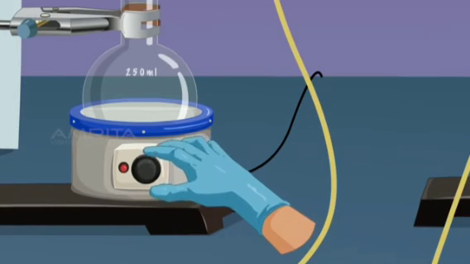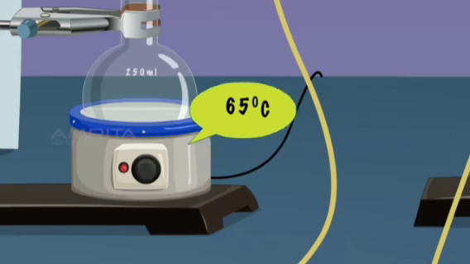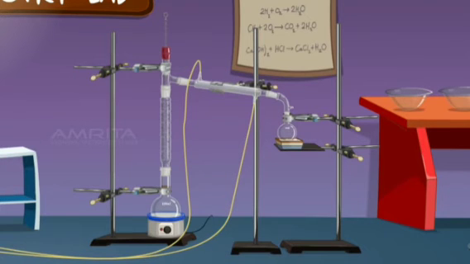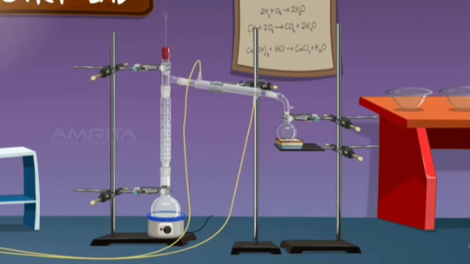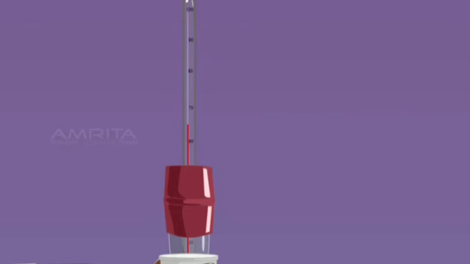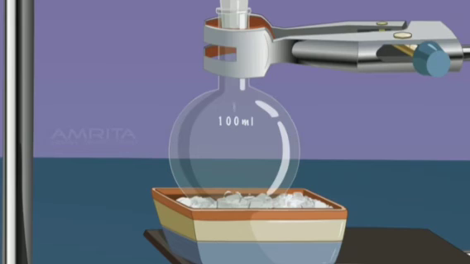Set the temperature of the heating mantle to 65 degrees and heat the mixture to boil. At 65 degrees, methanol vaporizes and the vapors first rise through the fractionating column and pass through the condenser. Condensation occurs and methanol is collected in the receiver flask in the liquid form.